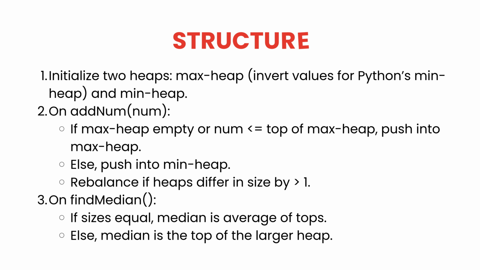Here's the structure. Initialize two heaps, max heap, with inverted values for Python's min heap, and min heap. On add num: if max heap is empty or num is less than or equal to the top of max heap, push into max heap. Else, push into min heap. Rebalance if heaps differ in size by greater than 1. On find median: if sizes are equal, the median is the average of the tops. Else, the median is the top of the larger heap.